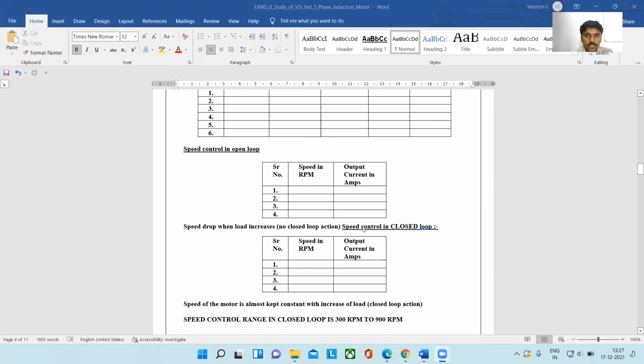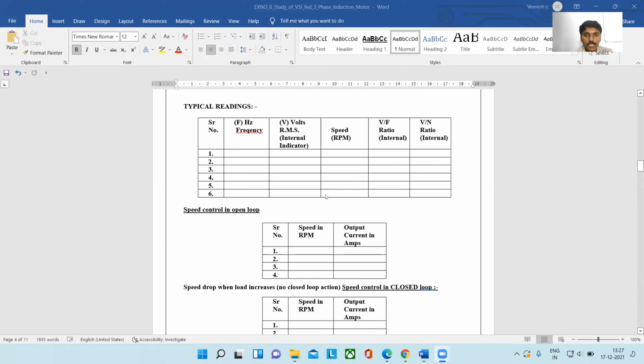With any load applied on the motor, the current will change, the current will increase. By applying some amount of load, we can take the readings of the speed and output current after applying the load. So what will be the current and what will be the speed? These three readings we have to take, and finally what we have to observe here is V by F is equal to constant. Whatever the voltage and frequency changes, that should be constant.